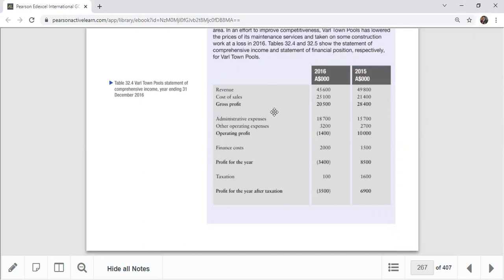So here, gross profit margin we can find out: gross profit over revenue times 100. Operating profit margin we can find out: operating profit divided by revenue times 100. And profit for the year margin, the net profit margin, we can find out: profit for the year over revenue times 100, and after taxation we can see the profit after taxation. Also in 2015 we can see there's a 28,400 gross profit and 10,000 operating profit, and then after tax 6,900.